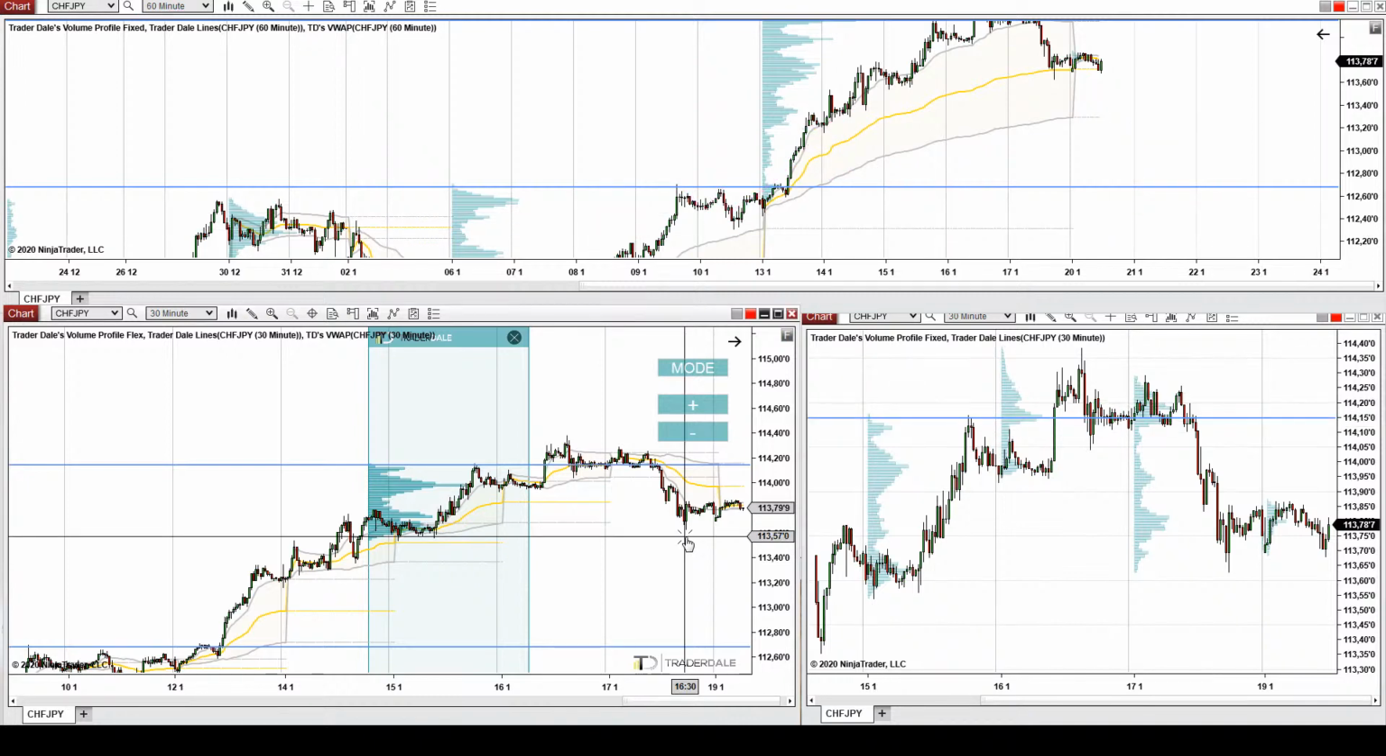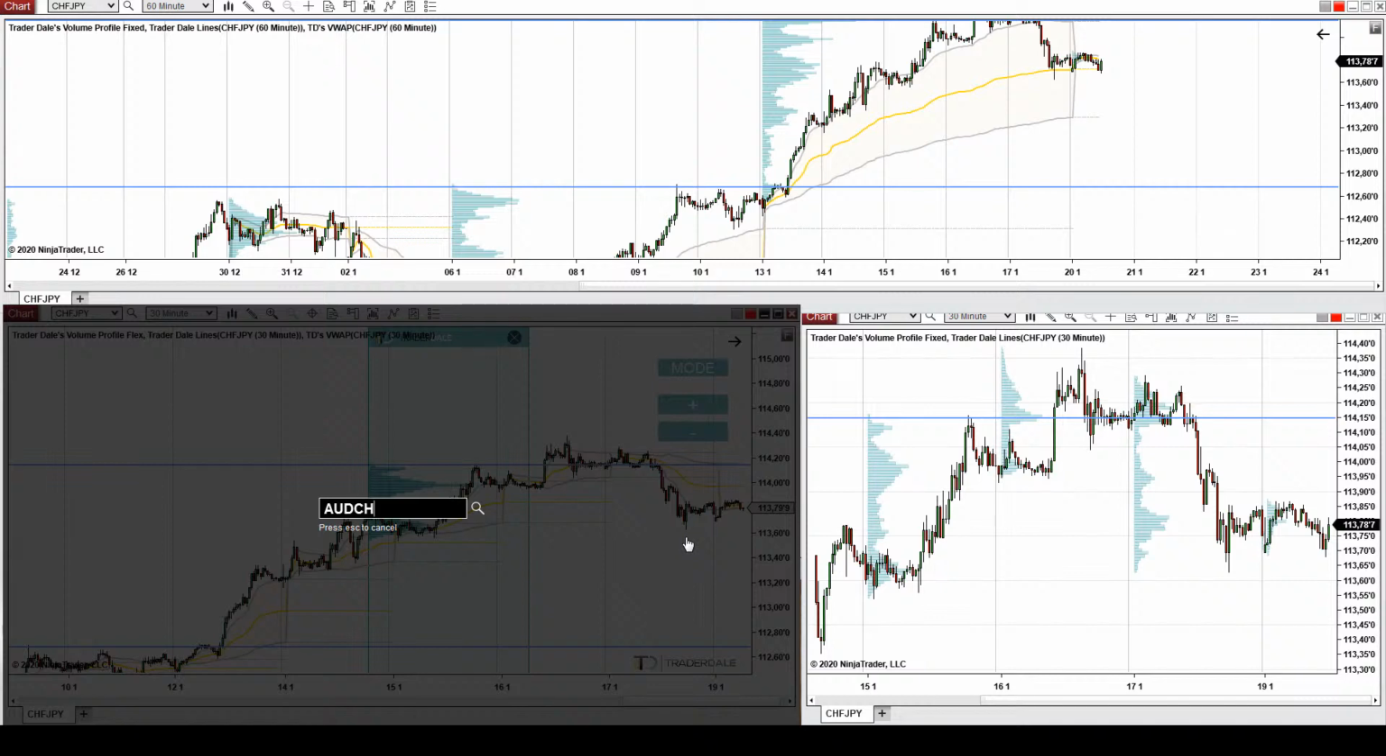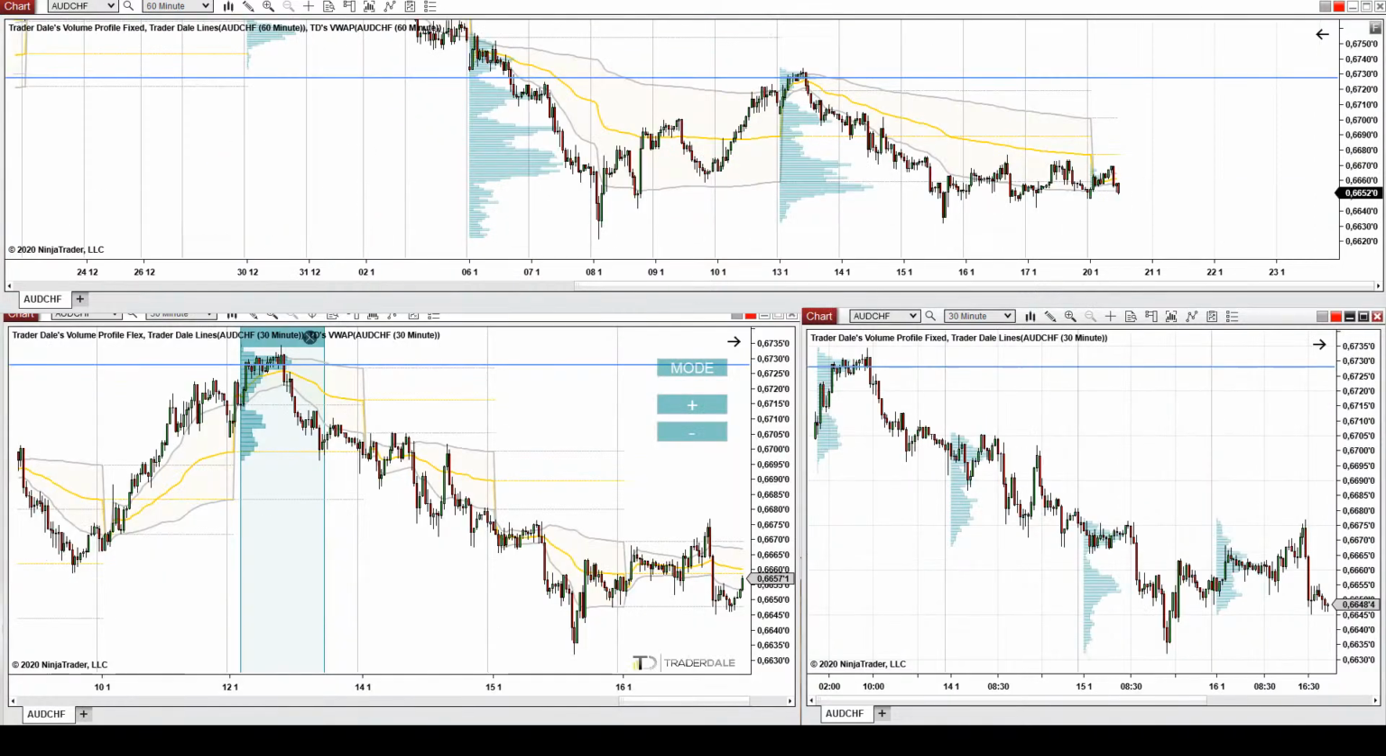Now the last trading idea in this video will also be an intraday trading idea. It will be on the Australian dollar Swiss franc. So let's have a look at it. So this is the intraday workspace for the Australian dollar Swiss franc. And what I have in here is a strong resistance right there at 67.28.